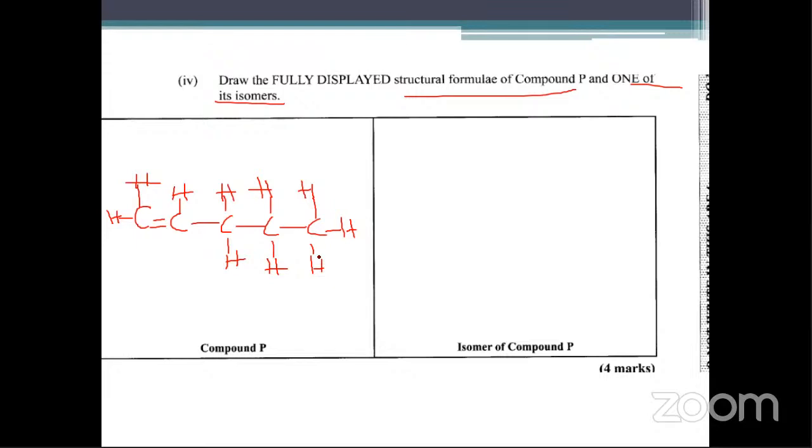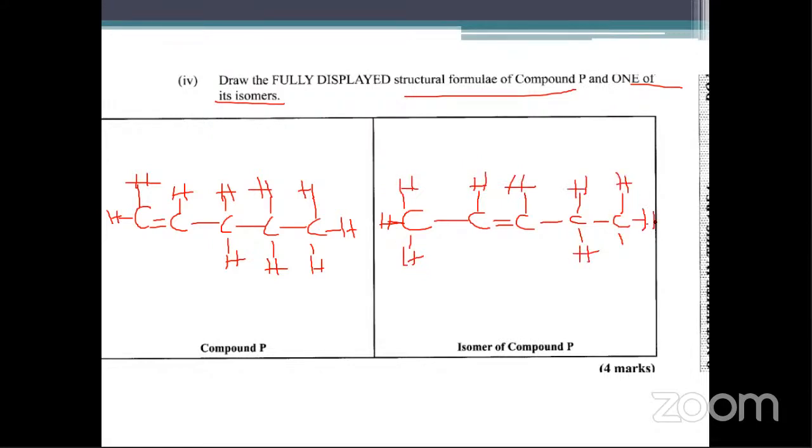Could you put it between the second carbon and the third carbon? Right, definitely. So you can switch it, put it between the second and the third carbon. The only thing is, don't put it out here at the end, because it's the same as this one. And then you fill in your hydrogens. So this is pent-2-ene. All right, and that will give you 4 marks.